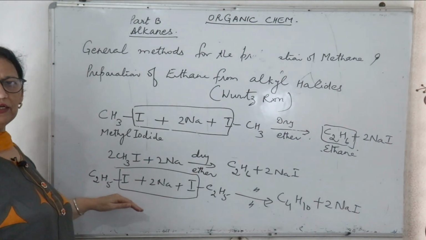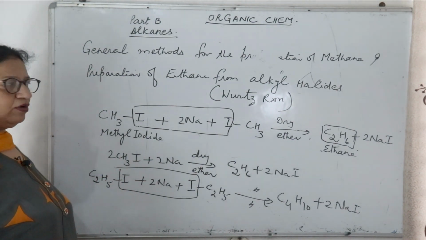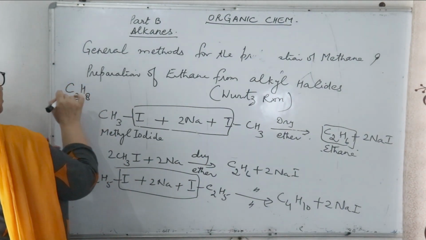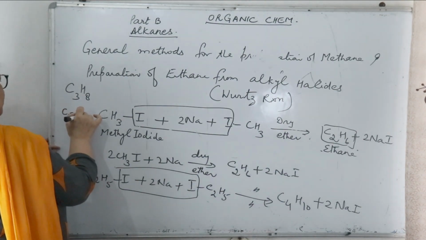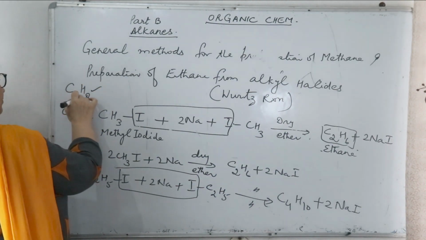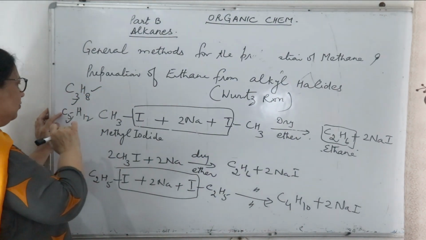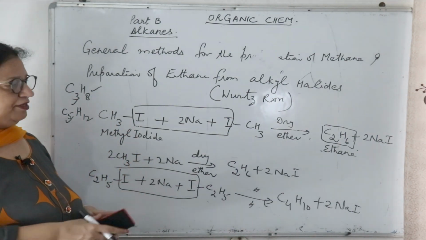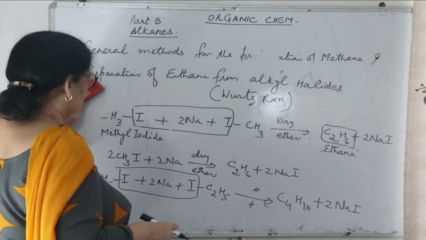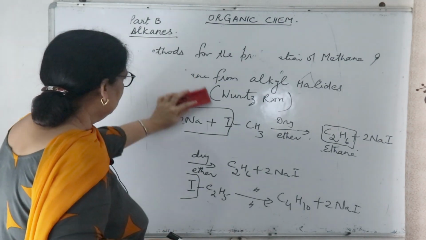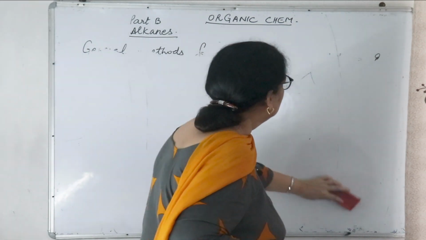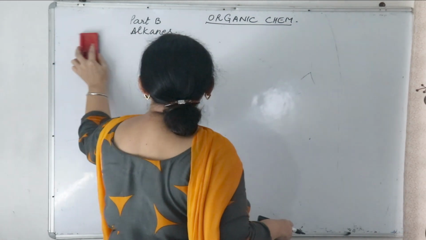We cannot make the alkanes with the odd number of carbon. We cannot make C3H8. We cannot make C5H12. These have an odd number of carbon. So this method has this weak point. So these are the methods for the preparation of methane and ethane.